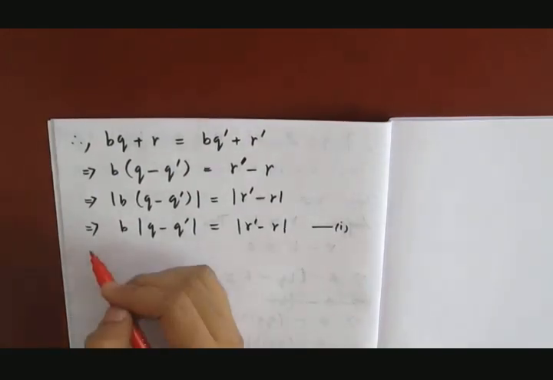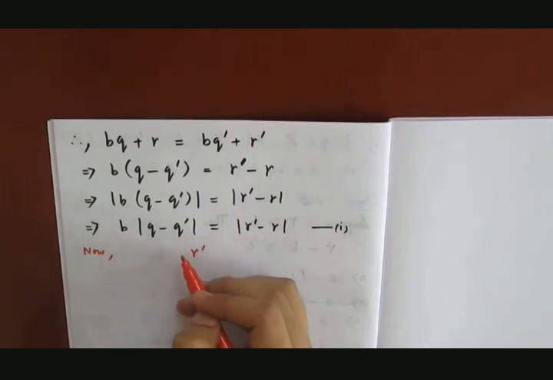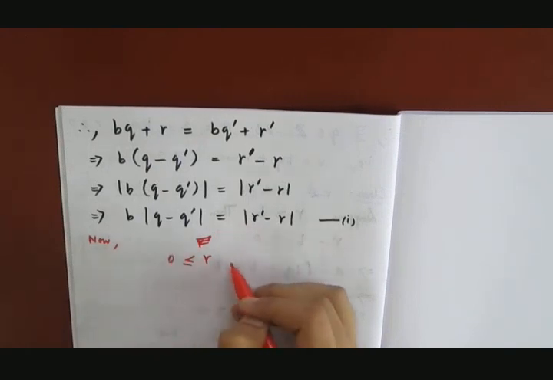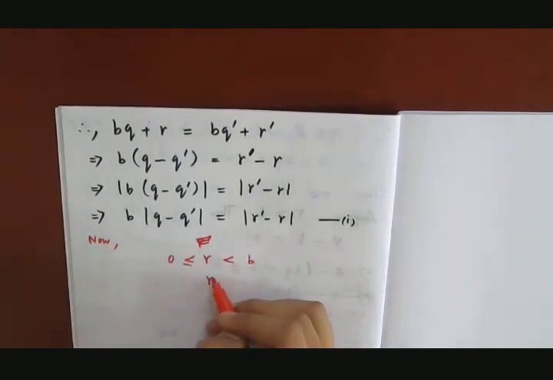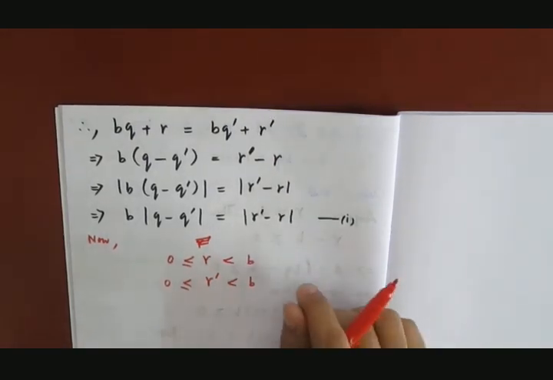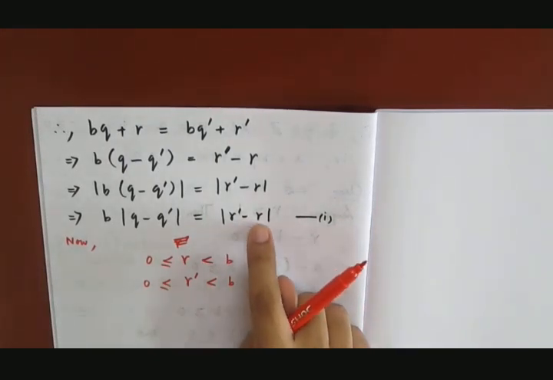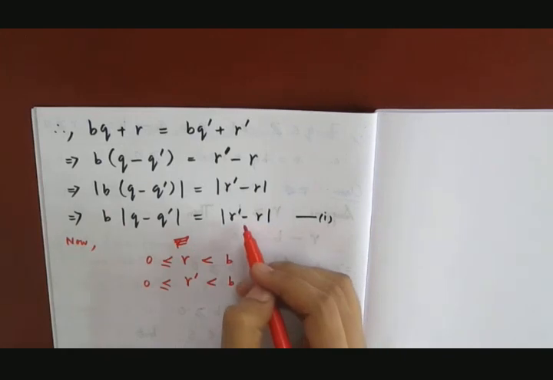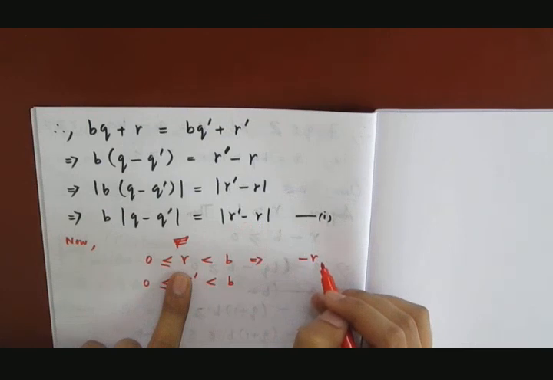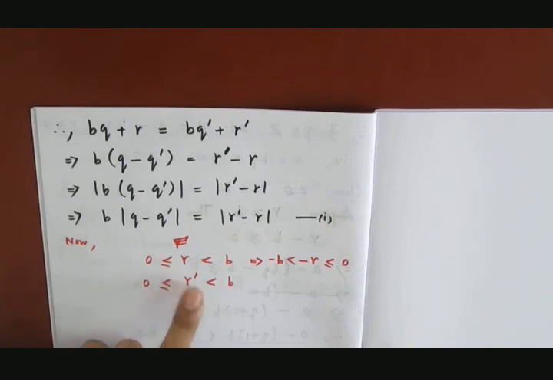Okay, now what do I know about R dashed? Let me write about R. So I know that R is greater than or equal to 0 and less than B, and I also know that R dashed is less than B and greater than or equal to 0, right? I need the range of minus R, because here it's minus R. So if I multiply by minus, the inequality changes, so this becomes greater than minus B, less than or equal to 0. Am I clear till here?